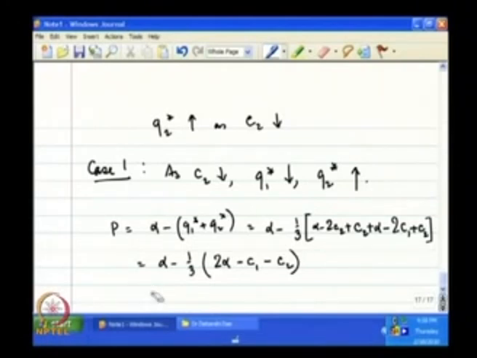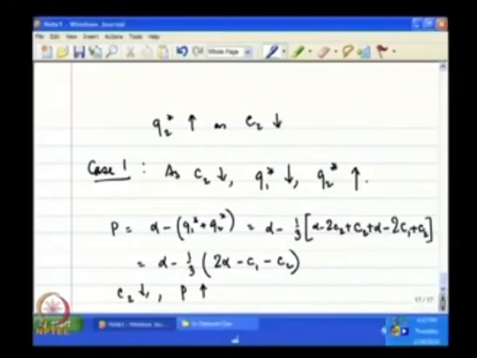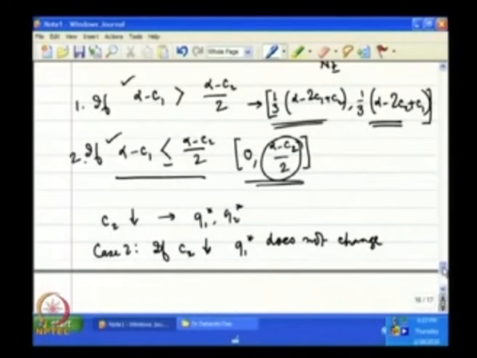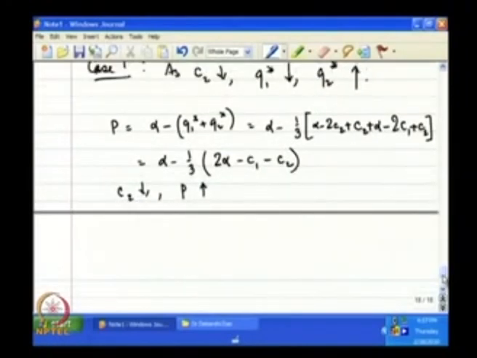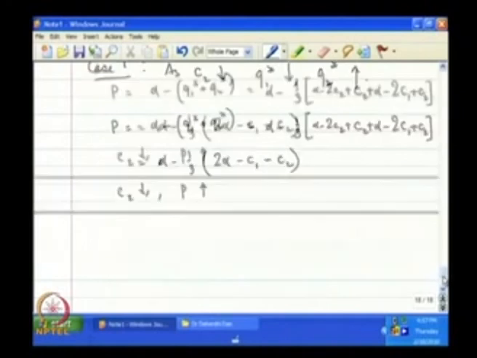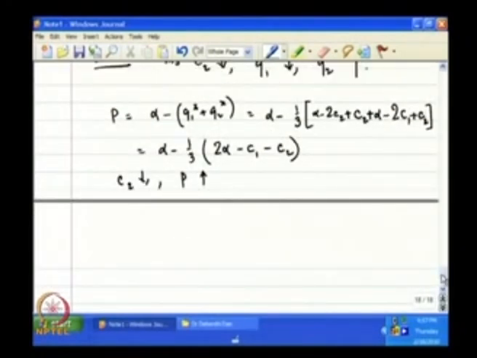I do not have to do any further. From there, we can find out what happens if C2 declines. If C2 declines now, then the effect of C2 on P is going to be positive, that is, P is going to rise. And the reason is the following: as the cost of production of firm 2 goes down, firm 2 produces more output, and as a result, price starts to rise, but hold on. Firm 1 produces less output, firm 2 produces more output, and the net effect is that in the market the price is going to rise.